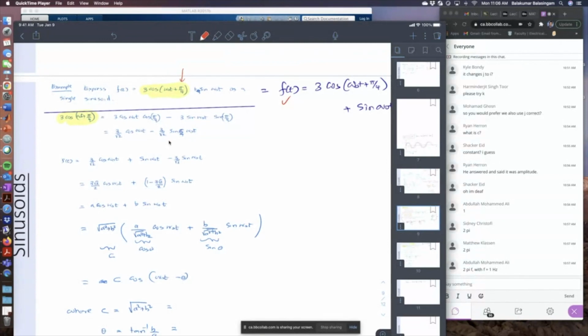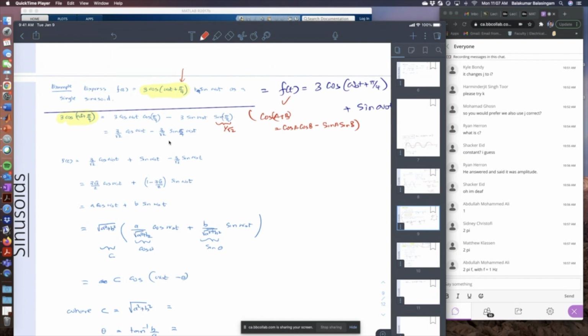Cos(a + b) is cos a cos b minus sine a sine b. So that is what's going here. We are using that expression, cos a cos b minus sine a sine b. That's what I'm doing here. So 3 stays there, cos ω0 t cos π/4 minus 3 sine ω0 t sine π/4. For cos and sine π/4, I can put 1 over square root of 2.